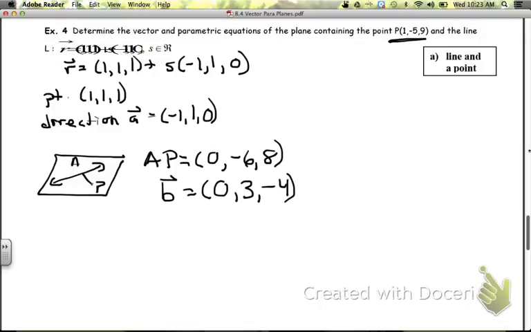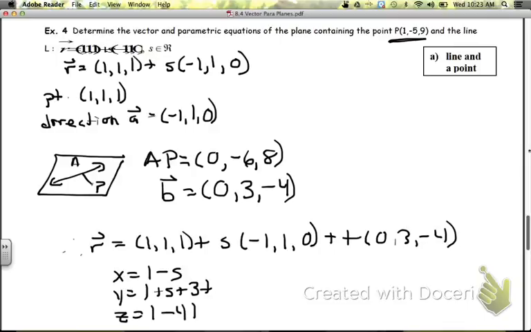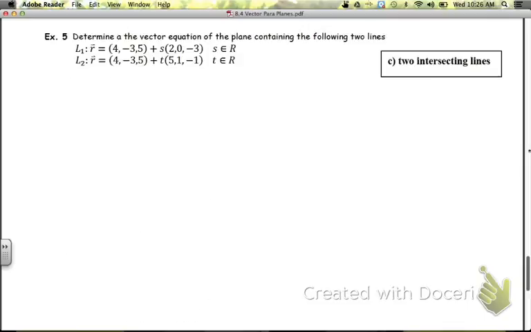So we have our vector b, so therefore we want to determine the vector and parametric equations. The vector equation is just (1, 1, 1) plus s times (-1, 1, 0) plus t multiplied by our vector b, (0, 3, -4). And therefore our parametric equations are just x is equal to 1 minus s, y is equal to 1 plus s plus 3t, and z is equal to 1 minus 4t.